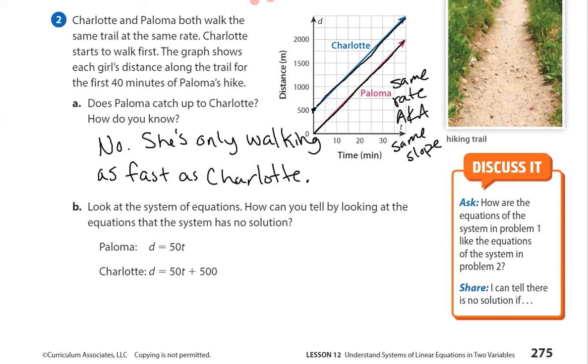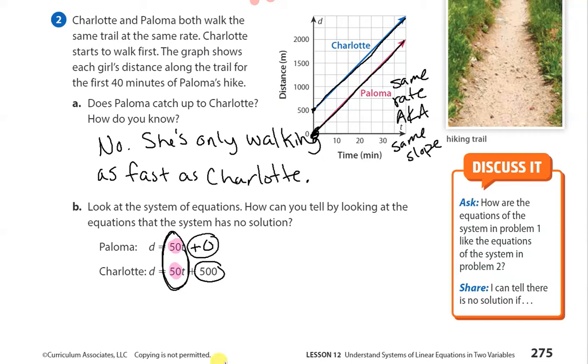B, look at the system of equations. How can you tell by looking at the equations that the system has no solution, aka they're parallel lines? Well, what's the same here? The y-intercept is not the same. The y-intercept for Charlotte is 500. The y-intercept for Paloma is 0. It goes right through the origin right there. So the thing that's the same is the slope.